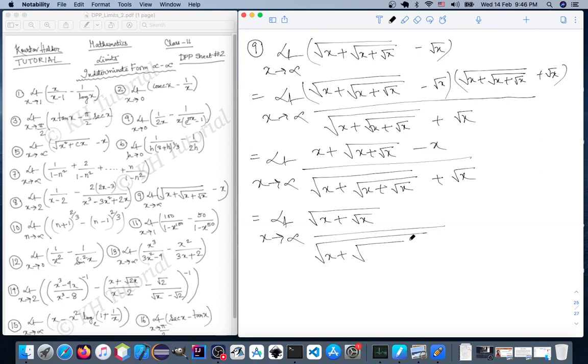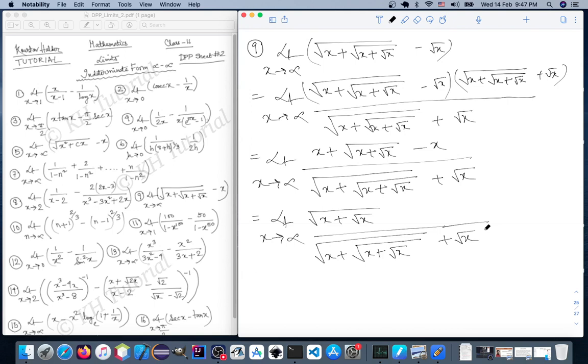x plus. So since x is tending to infinity, we are having the form infinity by infinity, and the strategy is to divide both the numerator and the denominator with the highest power of x, so that a lot of terms will become 0, as x will be in the denominator, and since x tends to infinity it will become 0.